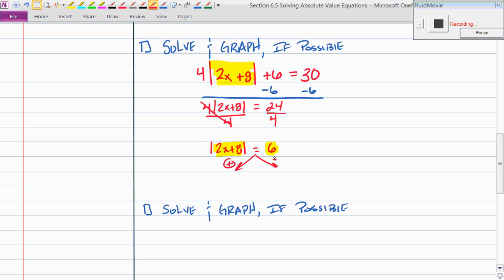What if it was negative? You'd stop and say there's no solution. So we have this: 2x plus 8 is equal to 6, or we see that 2x plus 8 is equal to negative 6.